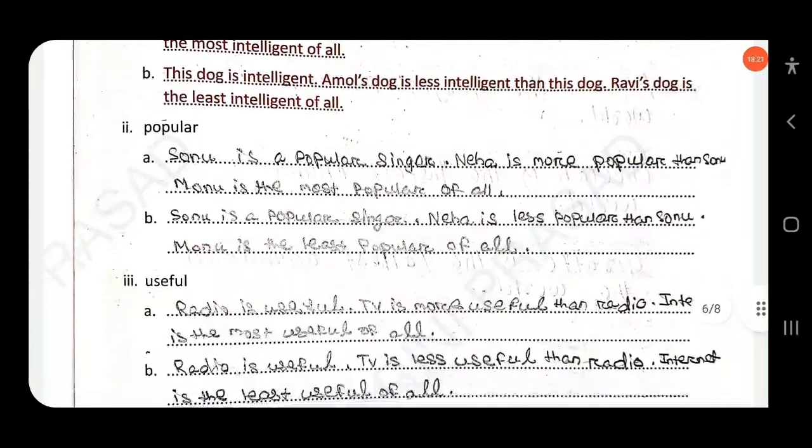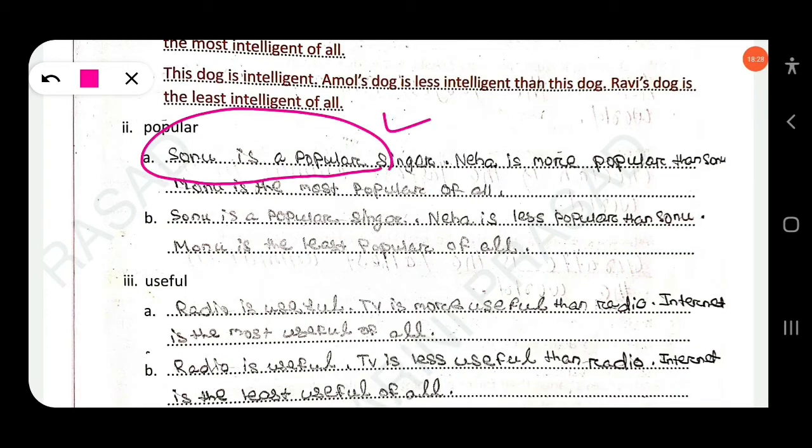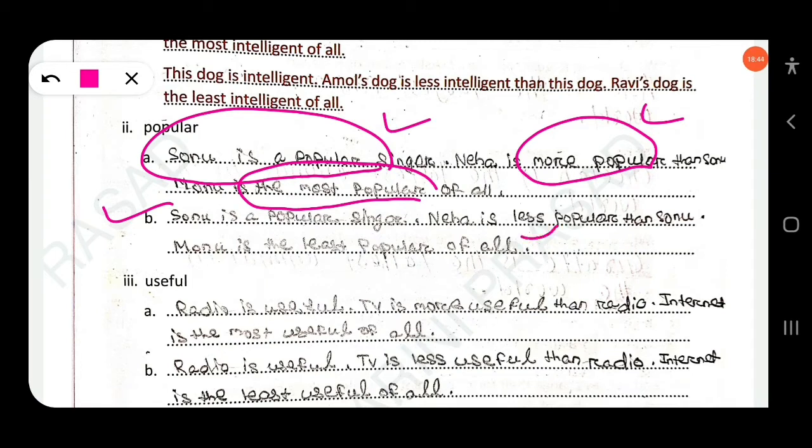So similarly, popular. Sonu is a popular singer. So this is positive degree. Neha is more popular than Sonu. So more popular. This is comparative. Monu is the most popular. So the most popular. This is superlative. Just you have to make changes here in comparative. So here positive remains the same. Sonu is a popular singer. So you have to write less in place of more and least in place of most. Clear?